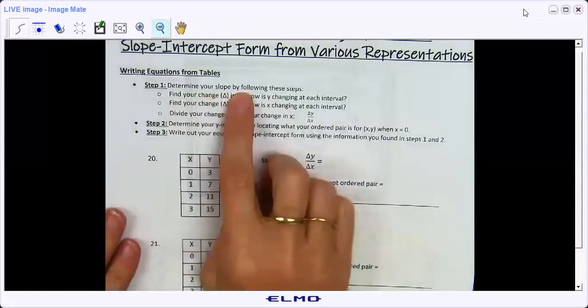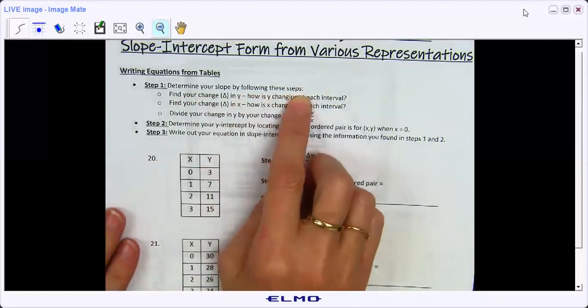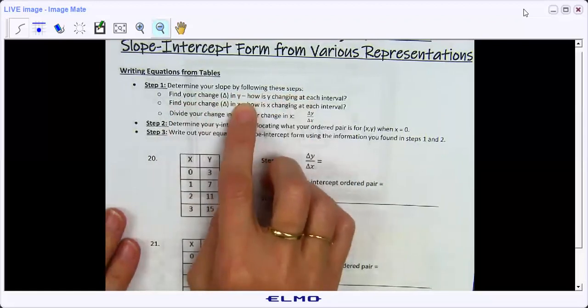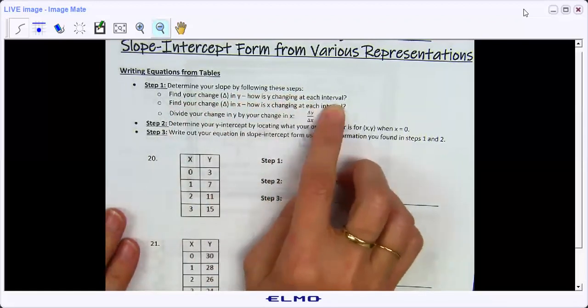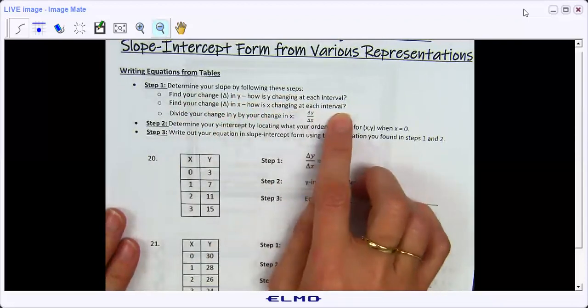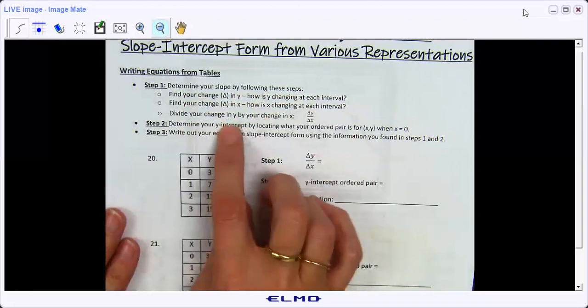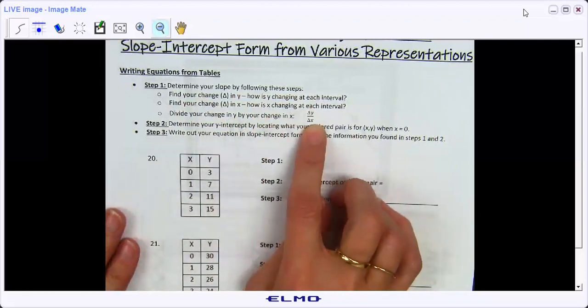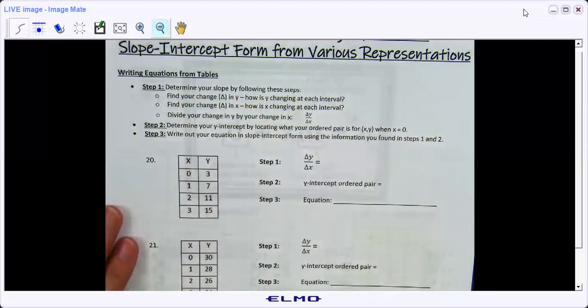Step 1 is to determine your slope by following these steps. Find your change in y. How is y changing at each interval? And find your change in x. How is x changing at each interval? And divide your change in y by your change in x. And we practiced this a little bit on one of the other pages.